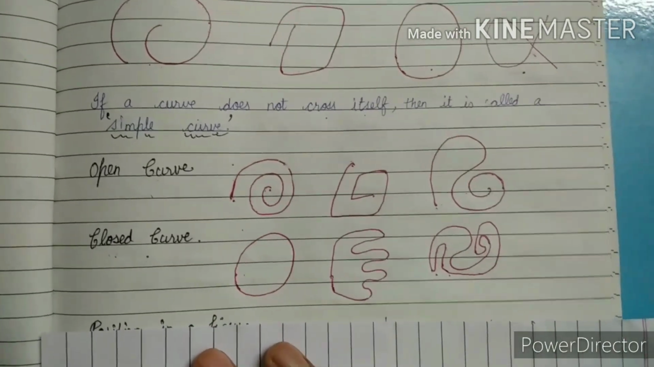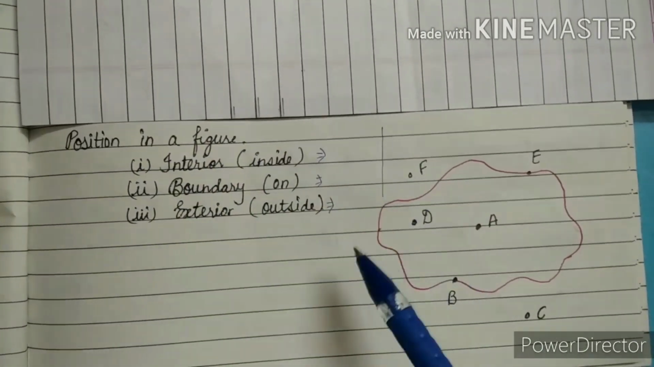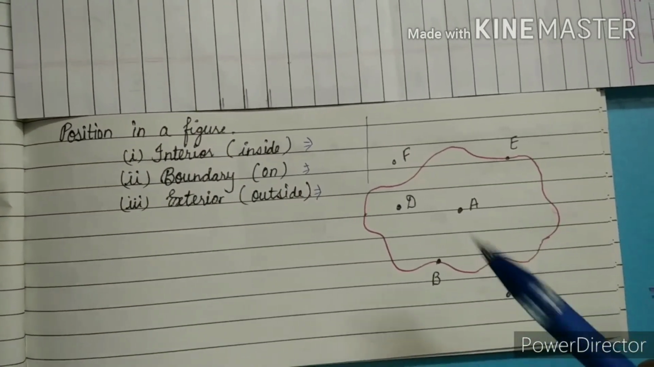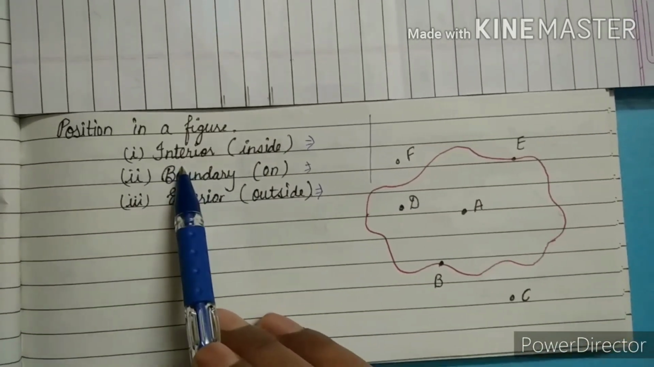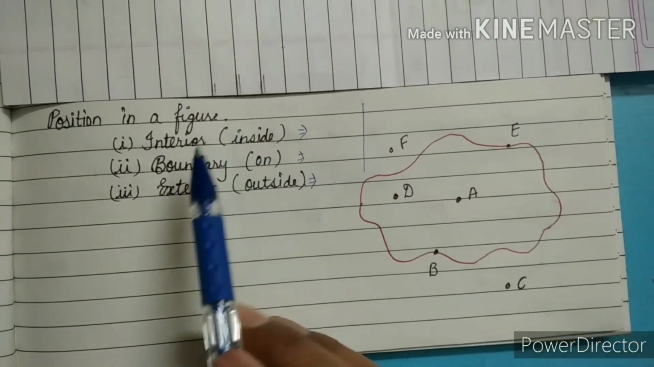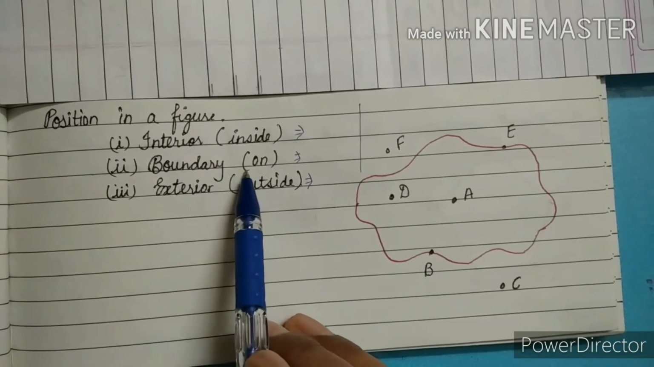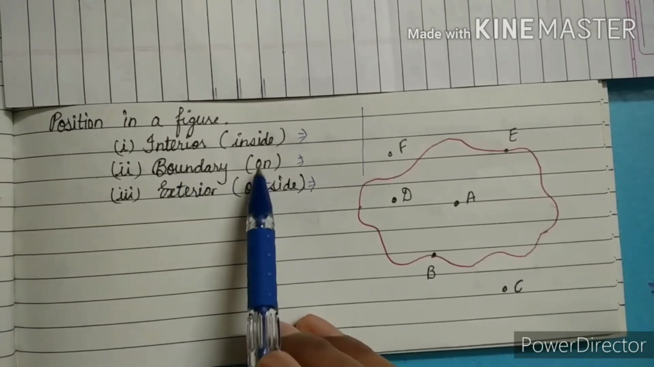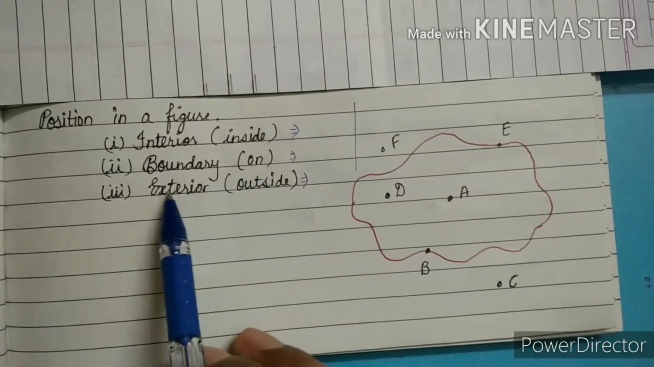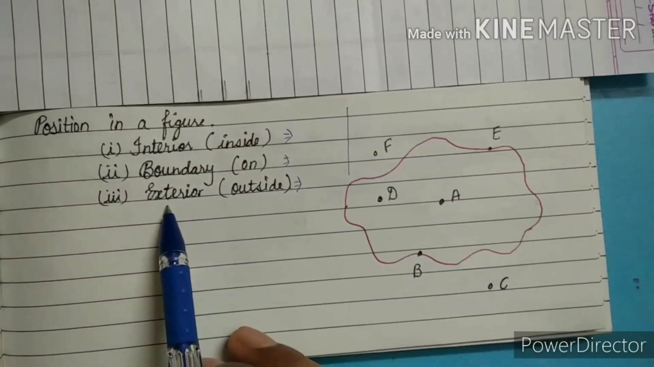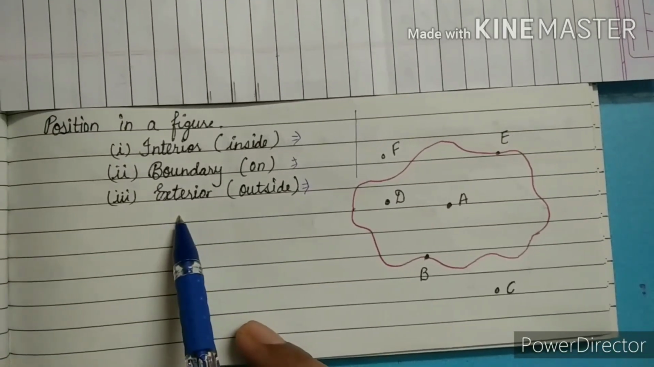Okay, the topic is position in a figure. When we have a figure, we have three positions in the figure. First is interior. Interior means inside the figure. Next is boundary. It means those points which are present on the boundary are called boundary points, or it can also be shown by on. Next is exterior. Those points which are outside the figure are called exterior points.